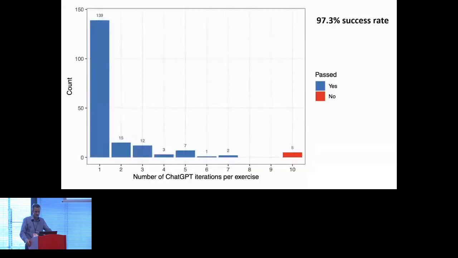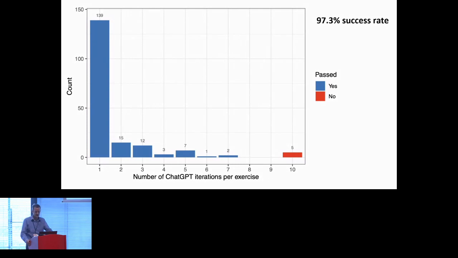Okay, let's talk about some results. On this graph, the x-axis shows the number of interactions that I had for each of the exercises with ChatGPT. In one interaction, it solved about three-quarters of our programming exercises. Within 7 attempts, it solved 97.3% of those exercises, so almost all of them.